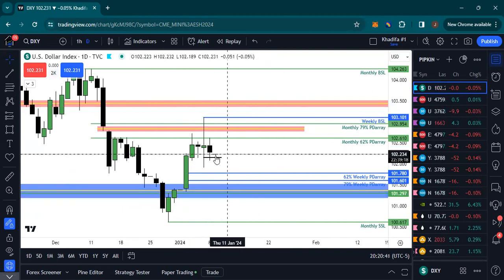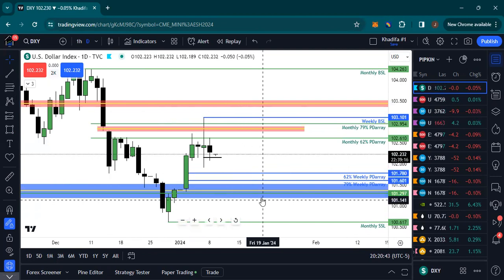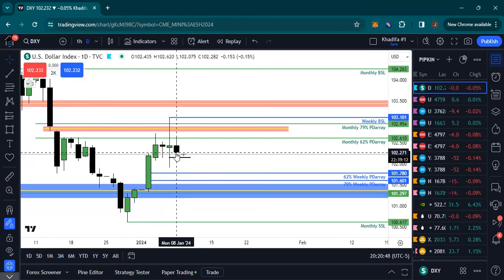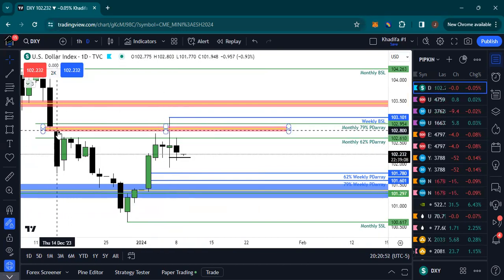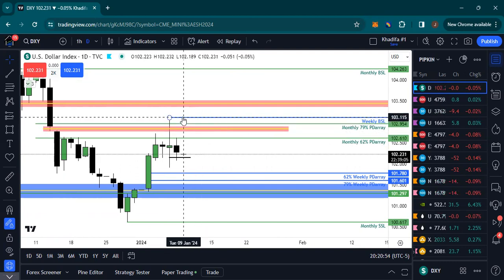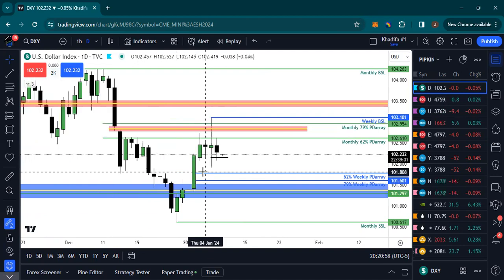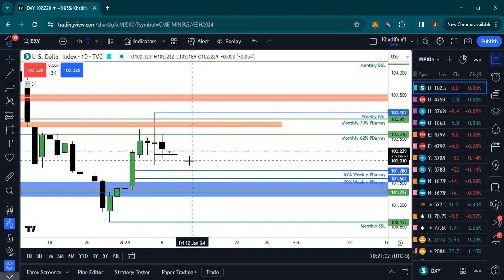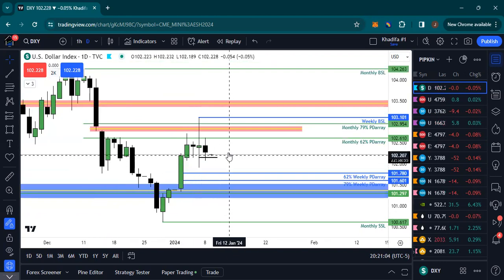So my overall bias is bearish for the dollar. But I did want to see us play this daily volume imbalance and the weekly buy side liquidity before continuing lower. But we see price had other things in mind today. So we all know price does what it wants to do.